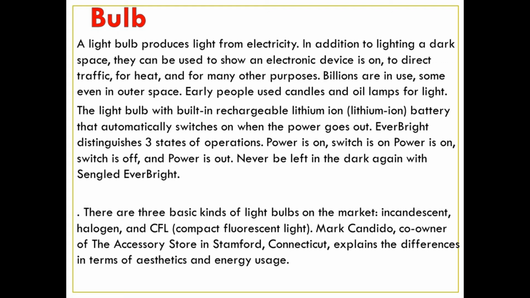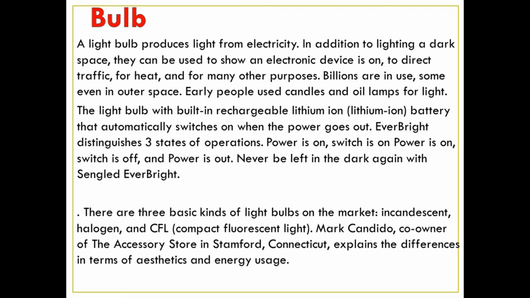There are three basic kinds of light bulbs on the market: incandescent, halogen bulb, and CFL, compact fluorescent light. Halogen is very famous in functions and parties and all, isn't it? A very big bulb, a lot of intensity, more than 10 to 20 tube lights. So much light will be there in a halogen bulb. We feel very hot also. If it is summer season, we cannot switch it on.